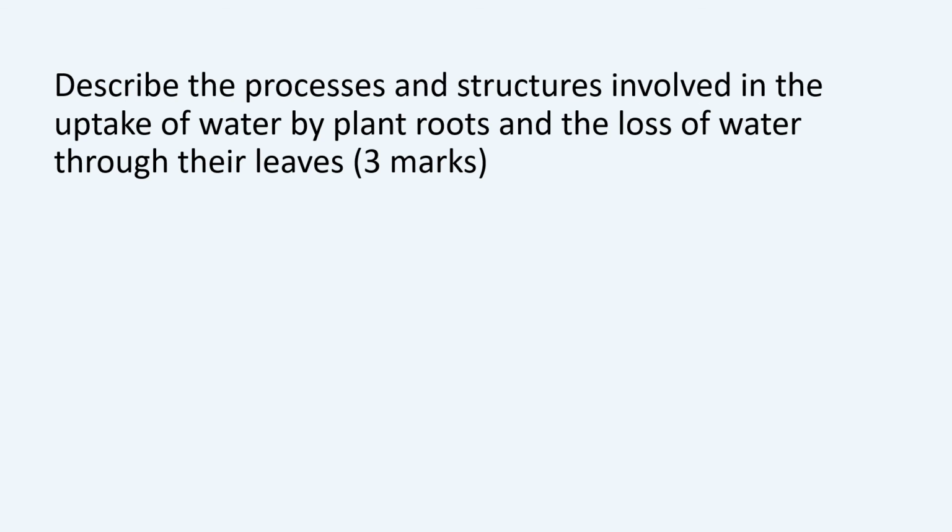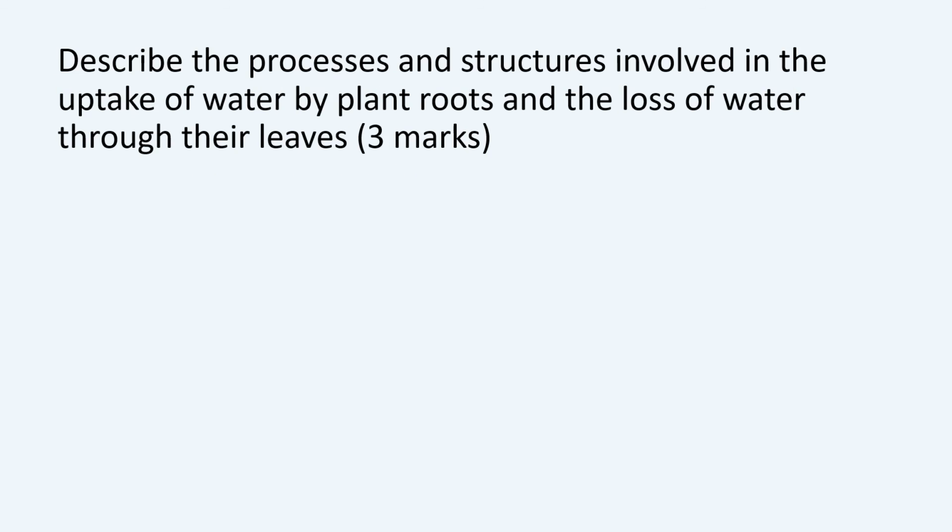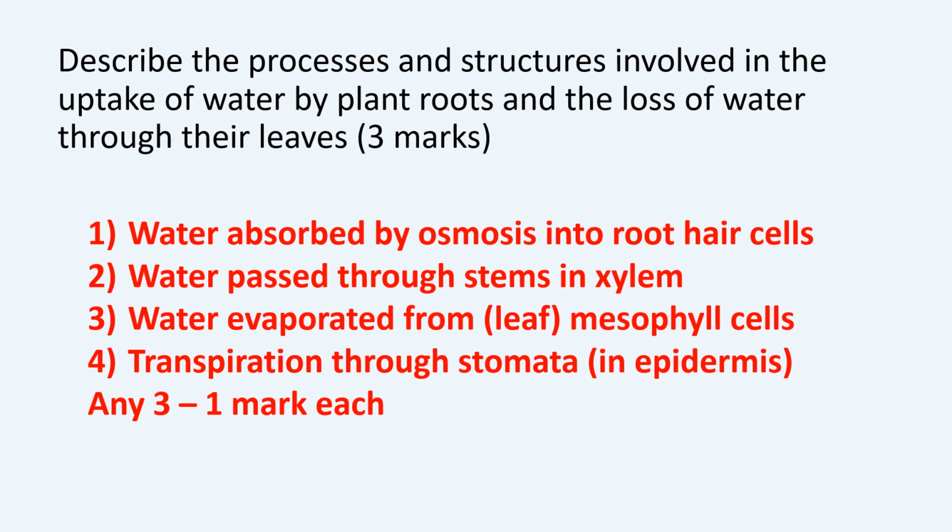So describe the process and structures involved in the uptake of water by plant roots and the loss of water through their leaves. So try to pause the video and answer that question before I go over the answers. Remember, it is 3 marks. So the answer would be that water is absorbed by osmosis into the root hair cells, then water passes through the stems in the xylem, the water is evaporated from the leaf in the mesophyll cells, and then transpiration happens through the stomata in the epidermis. So basically your 4 stages of the transpiration stream is what you wanted to write down there. So well done if you managed to get that correct. If not, go back and watch the transpiration stream.